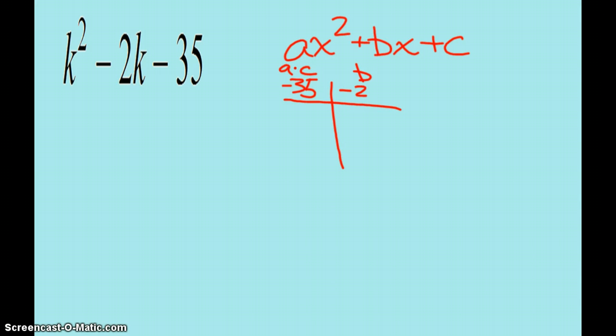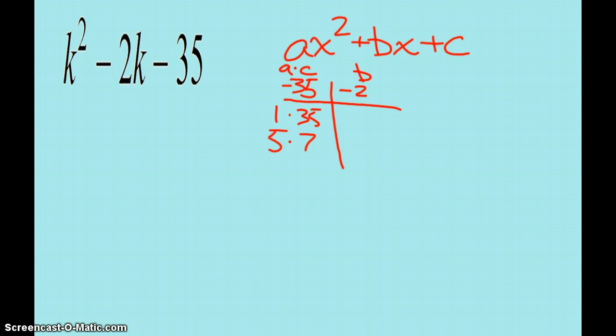The next thing we do is ask ourselves, what two numbers multiply to give us negative 35, but when we add them, we get negative 2? I start out by listing my factors of 35. 1 times 35. 2 is not going to work. 3 is not going to work. 4 is not going to work. 5 and 7. These are the set of factors for 35.